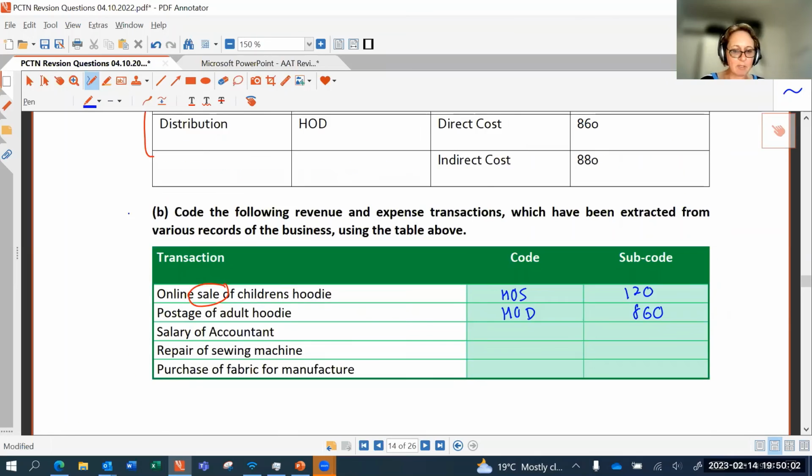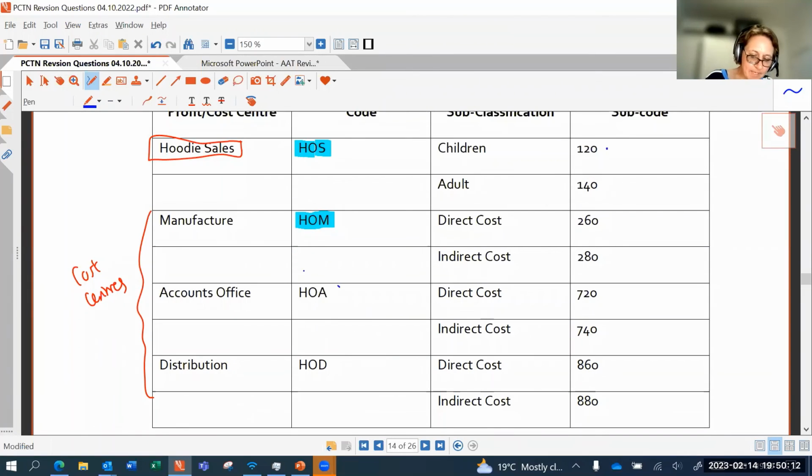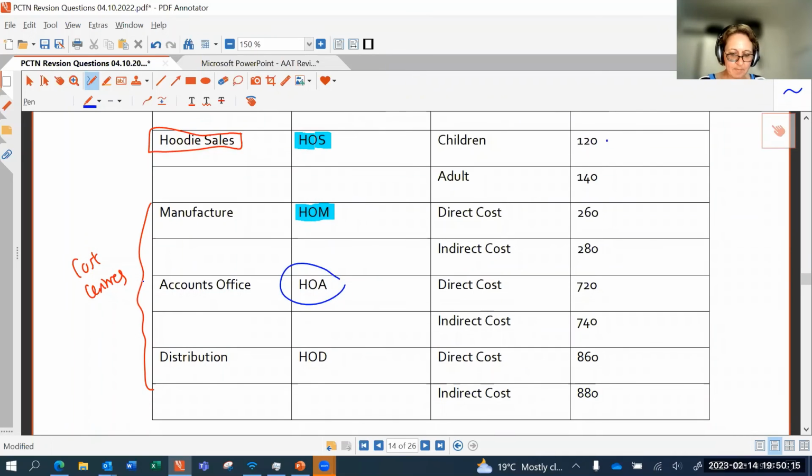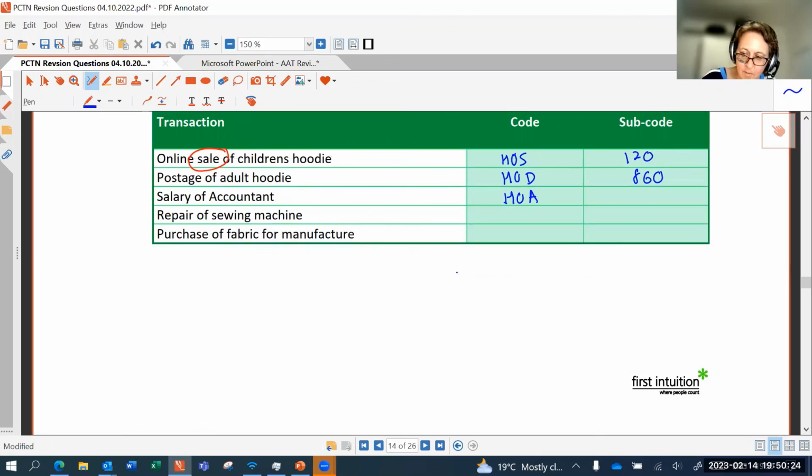Salary of the accountant. Where do you think the accountant cost is going to go? HOA? Yep, I agree. It's a HOA. So the accountant is a HOA for the administration. And then is it direct or indirect? Yep, you're quite right. It is indirect, which means I don't know how much of that accountant's salary is for that hoodie. That's not how it works. The accountant never touches the hoodie. They don't get involved on that level.